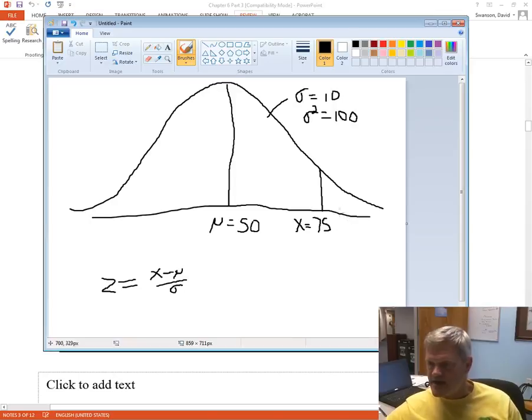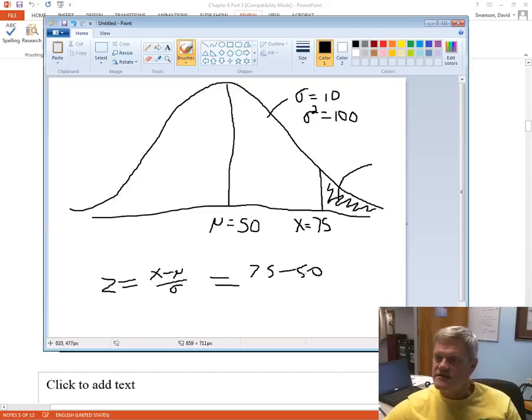Okay, that means I'm interested in this probability under the curve right here. It's going to be a small probability because our average is way under 75. But in order to calculate that, we have to plug and play. We first get a z value, and that's going to be equal to (75 minus 50) divided by 10, which equals 2.5. And then we go to a z-table, right?